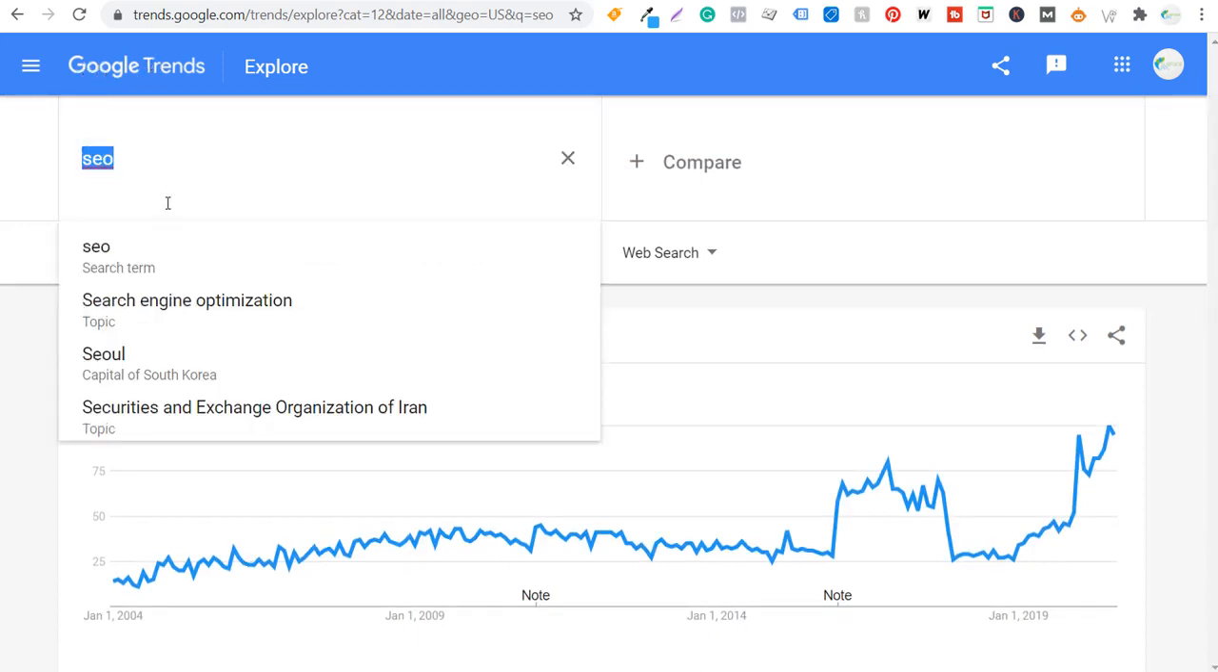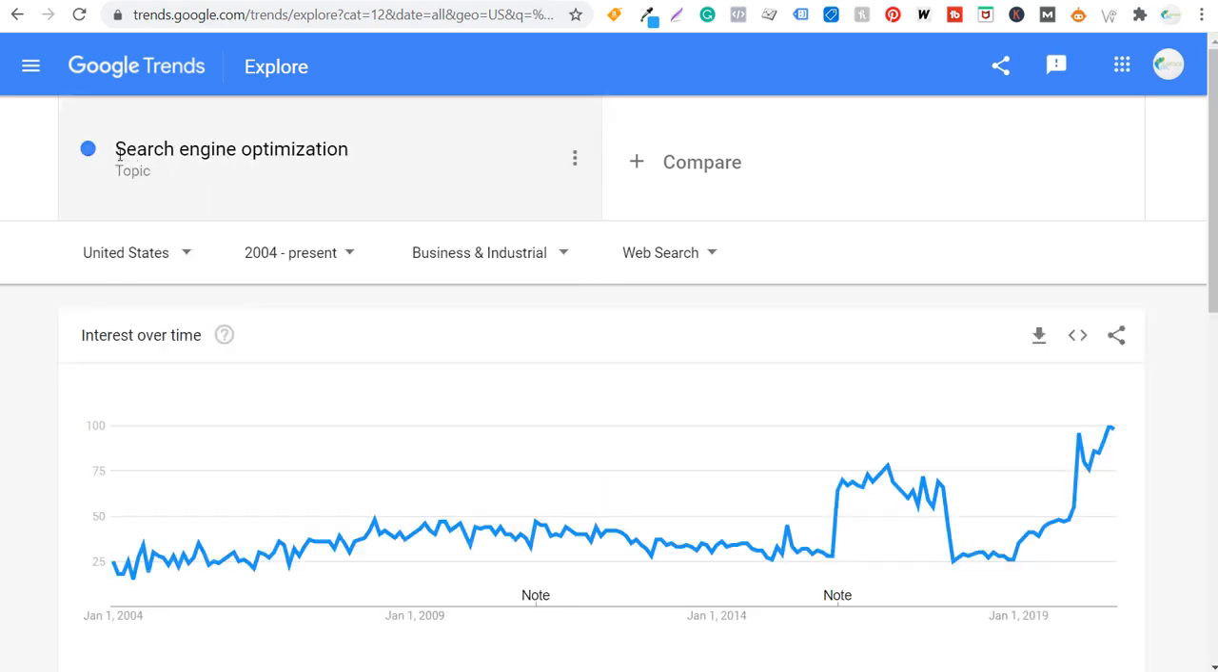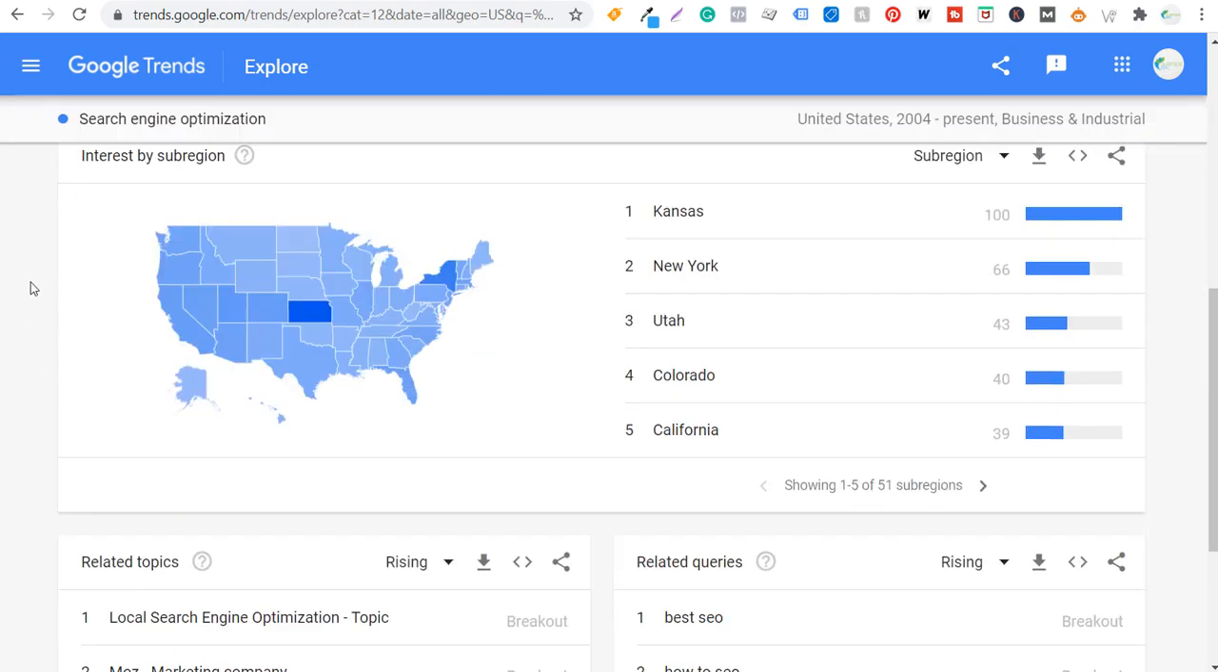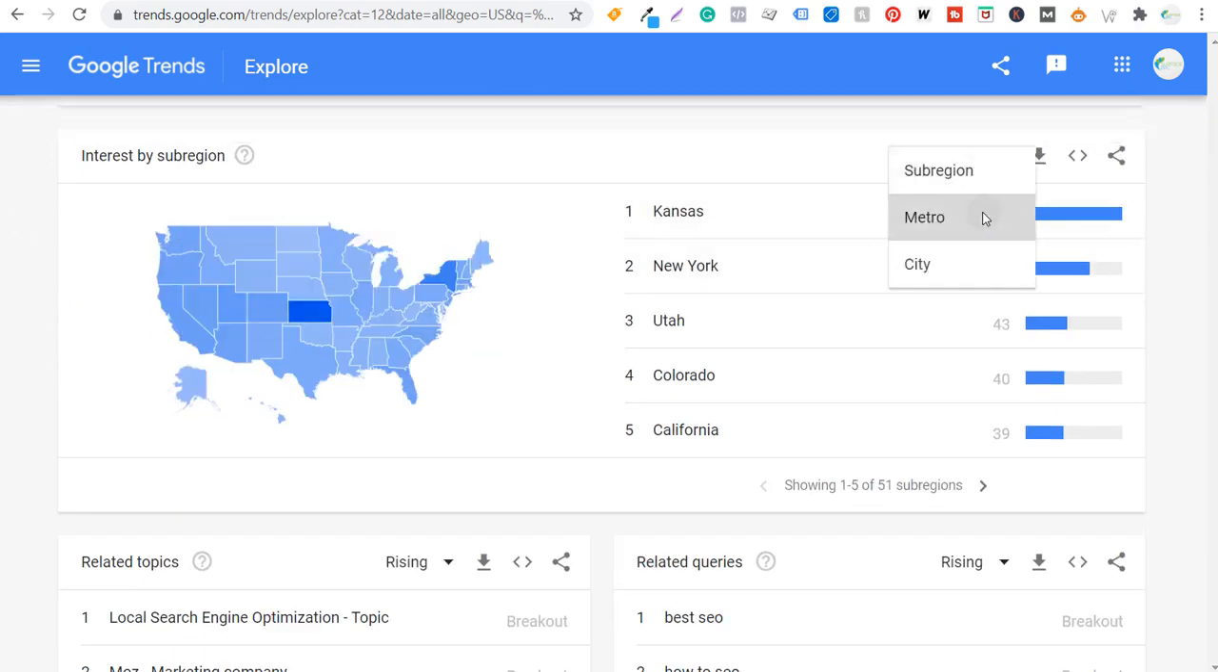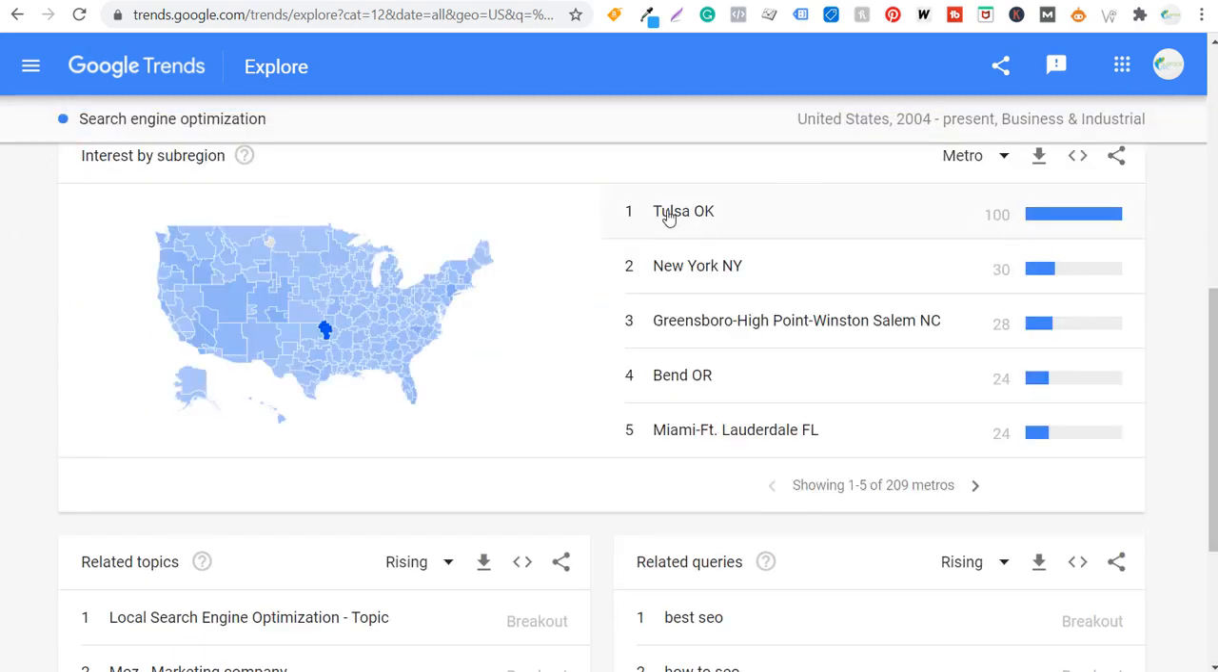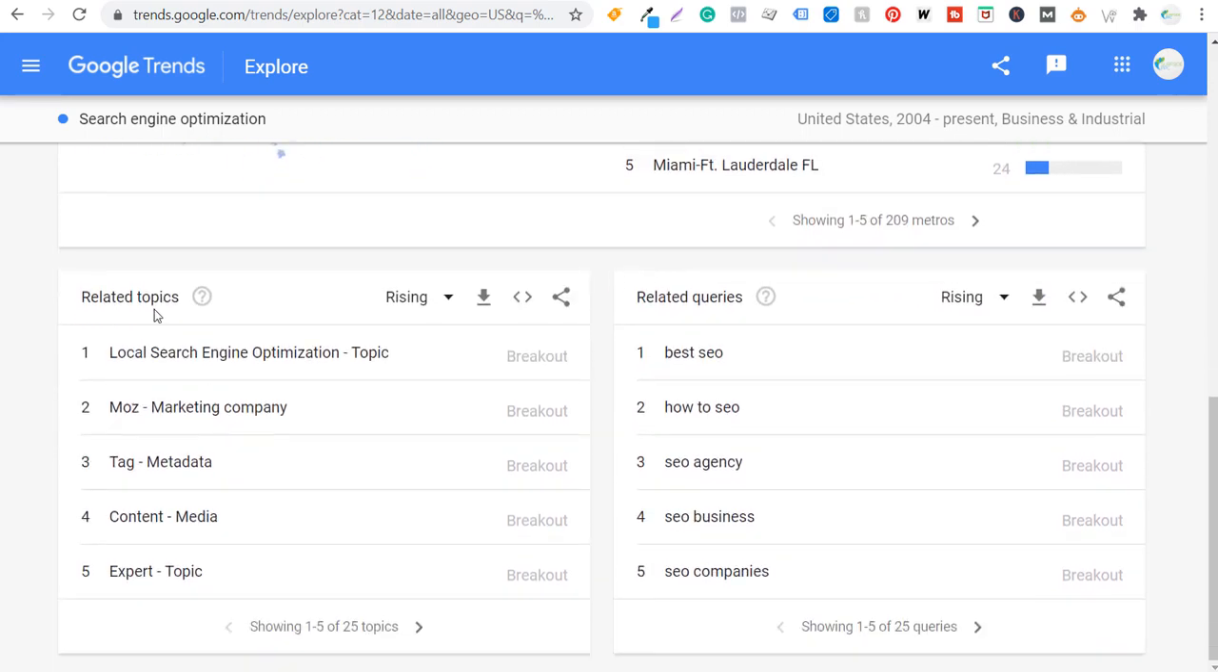And now just to show you the difference, if we come to the topic of search engine optimization, we still have business and industrial showing you the interest over time, pretty similar to what the search term showed. So we'll keep scrolling down, interest by subregion. So we'll come over here to metro and see. So Tulsa, these are pretty much exactly the same. Now topics is looking pretty similar as well, and so are the search queries. So there's really not a huge difference here.